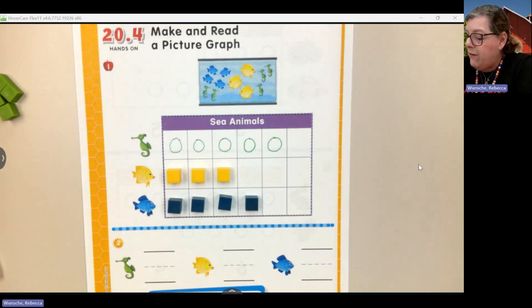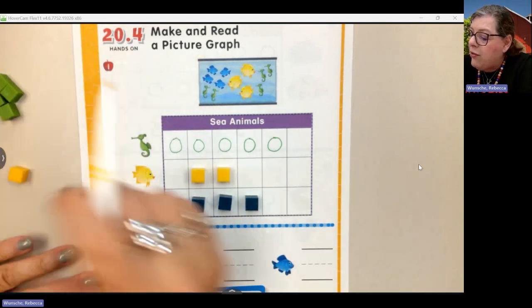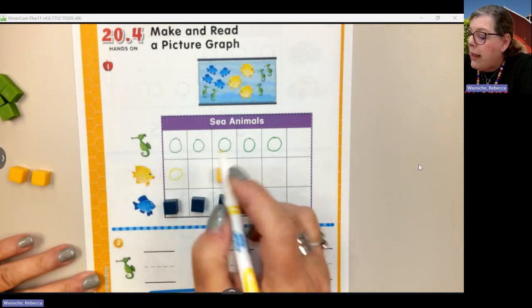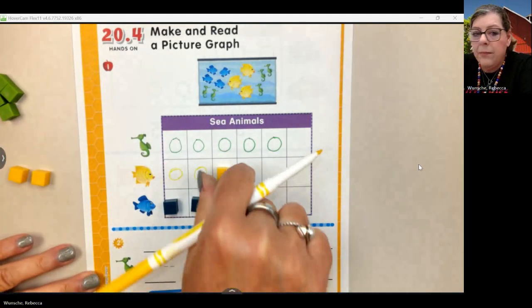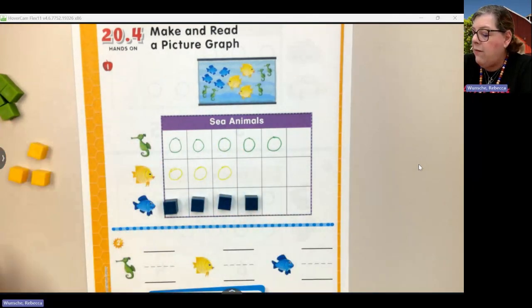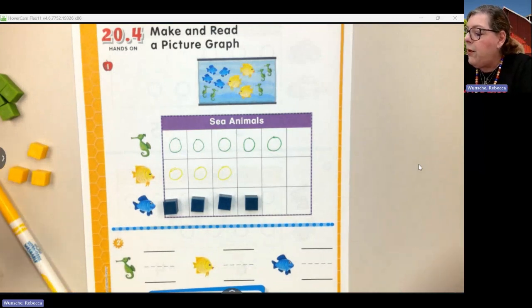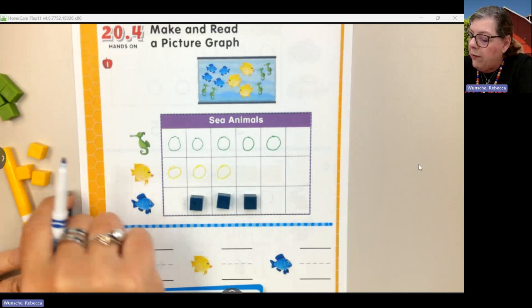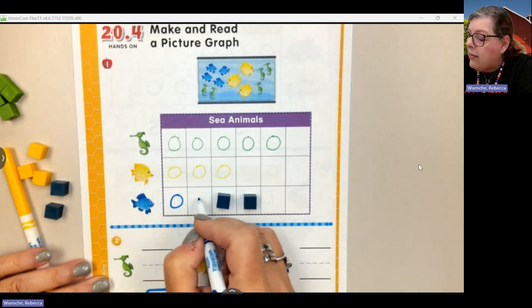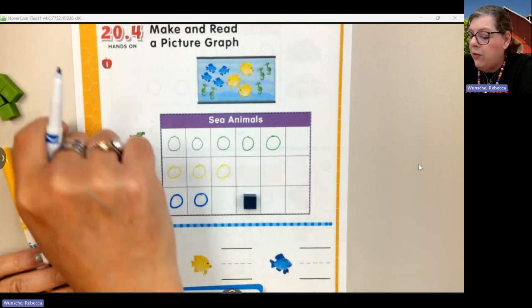Now I'm going to my yellow fish, and again, I'm just going to draw in my circle with my yellow where my counter was. And now, finally, my blue, I'm going to draw in my circles for my blue where my counters were as well. While our students are looking at this, you can ask them many, many questions about this graph.